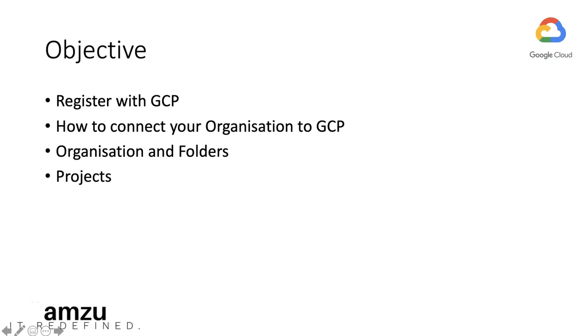So what we're going to see now is how to register with GCP, or Google Cloud, to create a cloud account, and how to connect your organization to GCP if you are an established organization which already has established infrastructure on-premise or in another cloud. We'll see how we'll be doing that. Next is about the organization, folders and structures, and how projects are structured in Google Cloud.